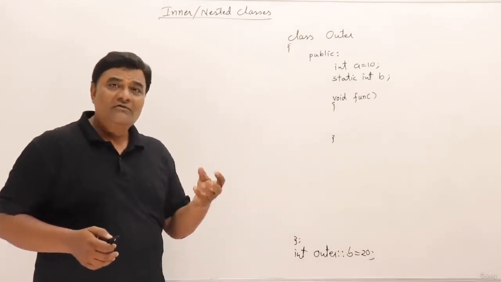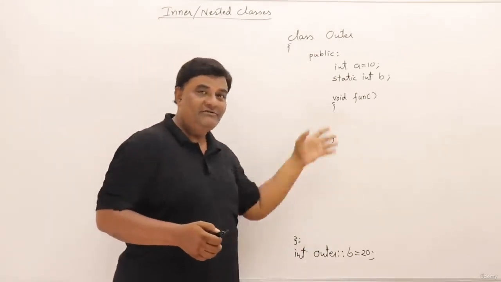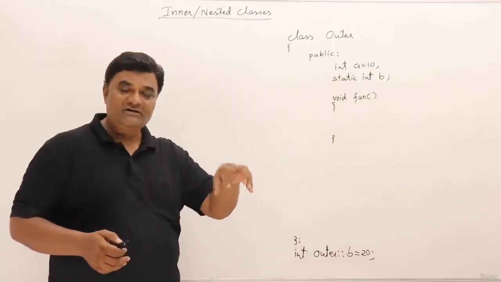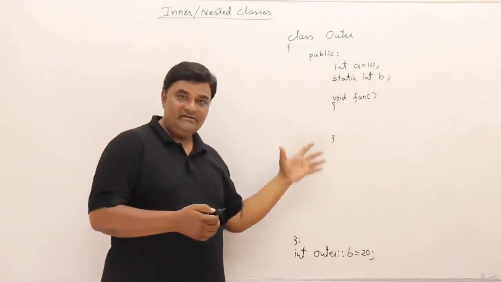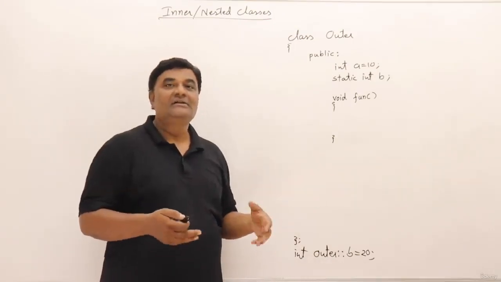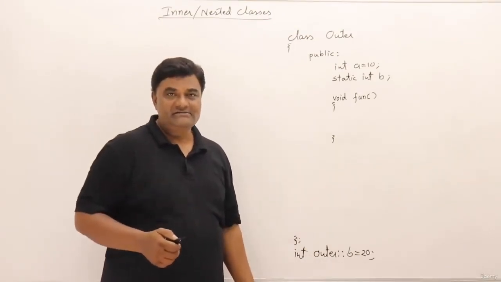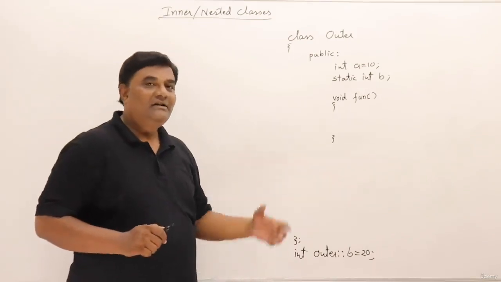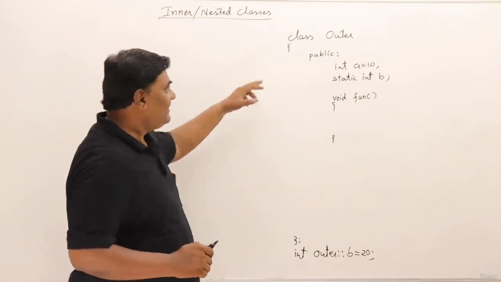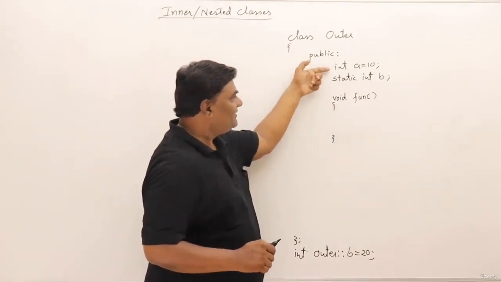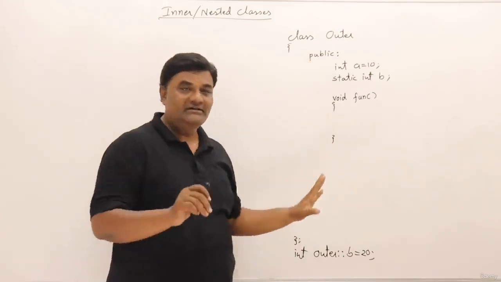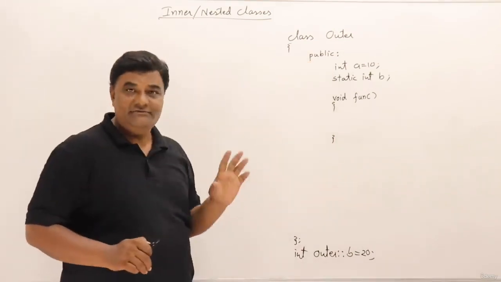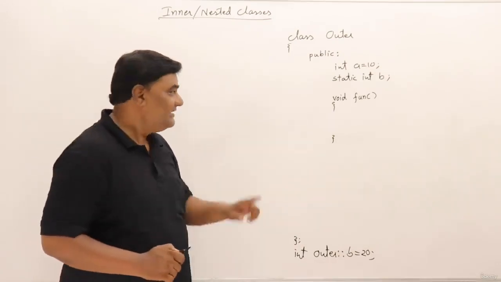So it is just like, for reducing the complexity of a bigger class, you can write smaller classes inside. Let us see. To separate the logic inside a major class, you can write inner classes. That's what the idea is. For that I have taken an example. The outer class has two members, a non-static member and a static member, and a function which is not doing anything. I kept everything ready for explaining inner classes.